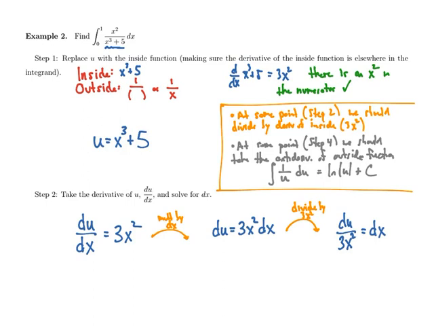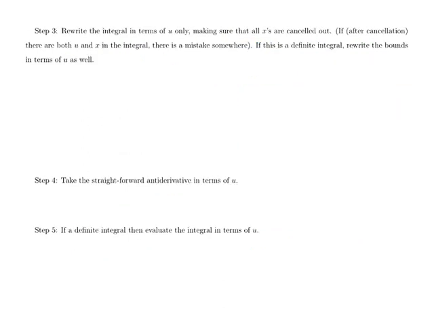And we get du over 3x squared is equal to dx. Now let's run through the last 3 steps here. Step 3, we're going to rewrite the integral in terms of u only. So let's do that here. We know our integral is the integral from 0 to 1 of x squared over x cubed plus 5 dx. But we know that this x cubed plus 5 is going to be our u, and we know this dx is going to be our du over 3x squared.